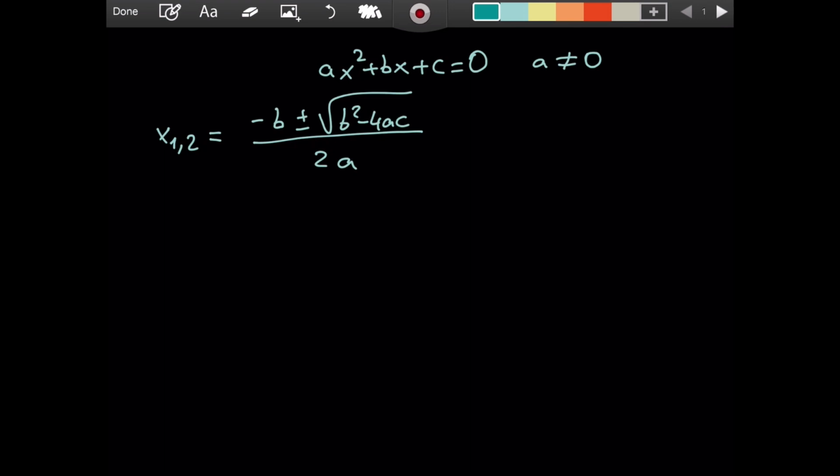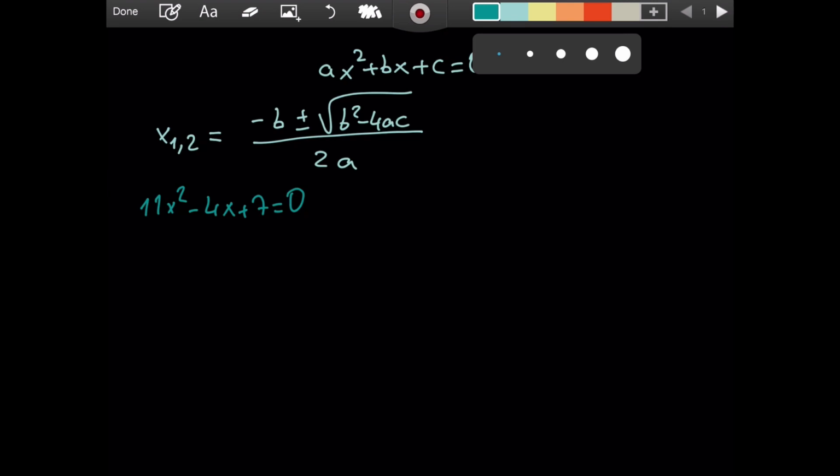So let's just use this formula for some random quadratic equation. Let's say we have 11x squared minus 4x plus 7 is equal to 0. The first thing that we want to do is look at this and try to factor it, and you will see that 11 is prime, so 11x and x, and 7 is prime, so 7 and 1.